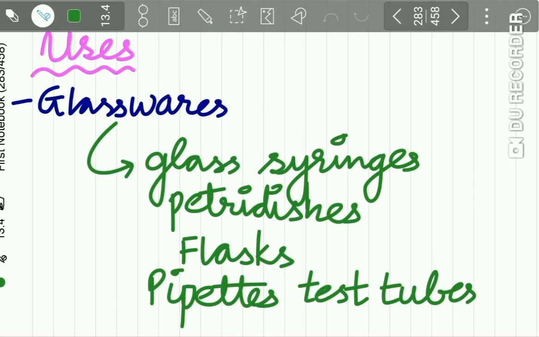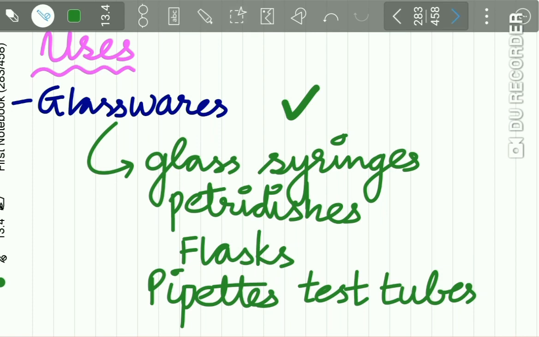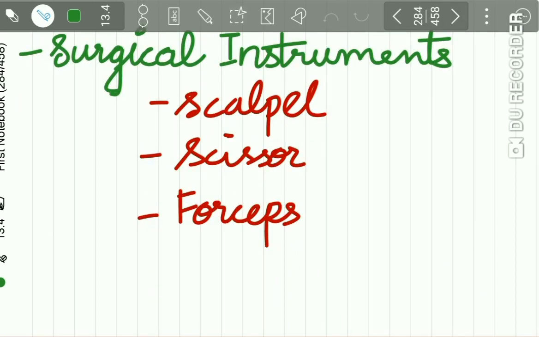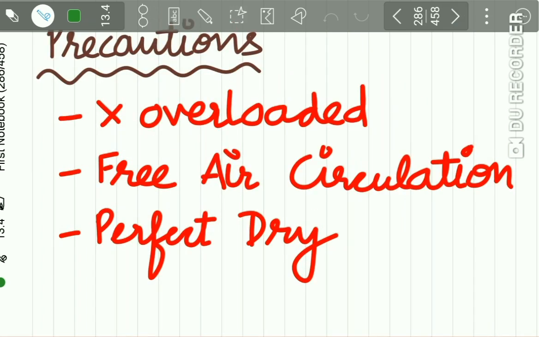Now the uses of the hot air oven are mostly for glassware such as glass syringes, petri dishes, flasks, pipettes, and test tubes, and other surgical instruments like scalpels, scissors, forceps, etc. And for certain chemicals such as liquid paraffin, fats, and sulfonamide powder.